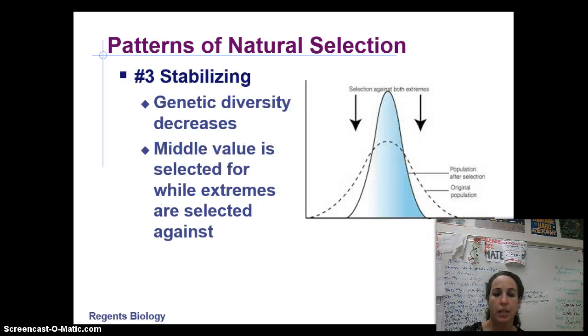And then the third one is called stabilizing. And stabilizing decreases genetic diversity. The other 2 are changing or shifting the genetic diversity. Stabilizing decreases the diversity. And instead of having small, medium, and large, if this is your original graph, you had small, medium, and large. Now you have almost all of them being medium. So you have very little diversity, very little variation in that group. So the middle value is selected for, the extremes are selected against. Okay, so that is it for speciation.